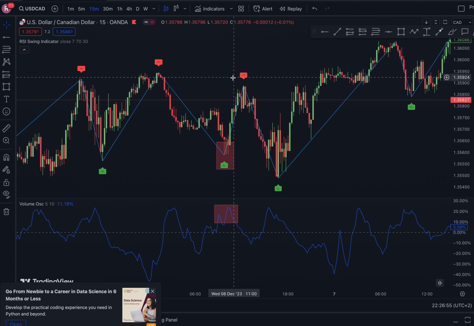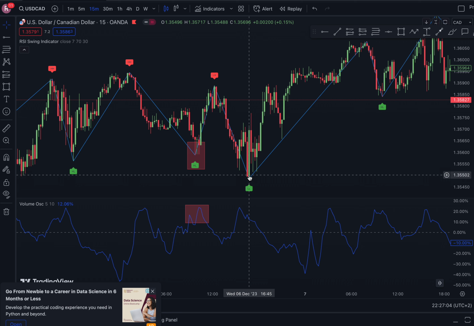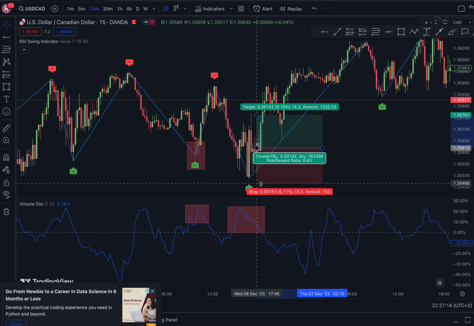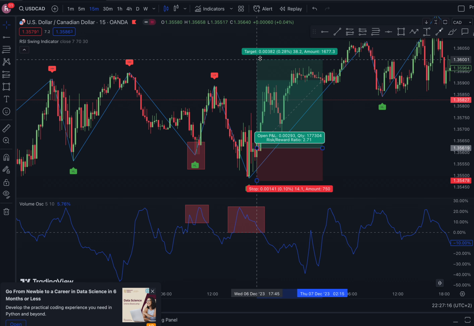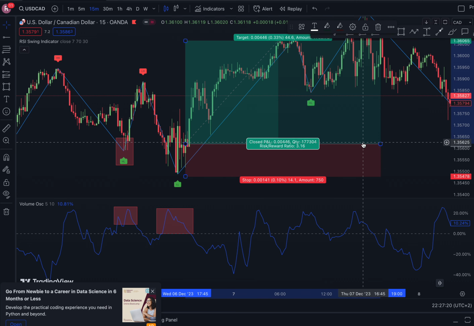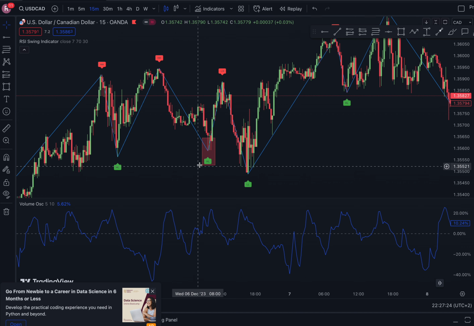If you can see right here, we had a zigzag up here, but our volume was below the line, so we did not take it, right? Right here, you can see we had a zigzag giving us a signal, and our volume was over the line. Therefore, we take the buy. You can see this one went even higher than anticipated, but yeah, cool. So you can see that is how simple it is, right?